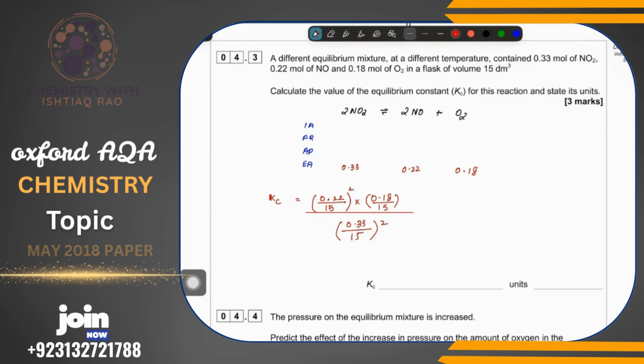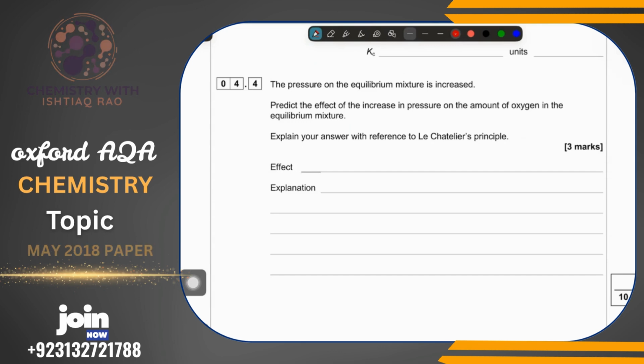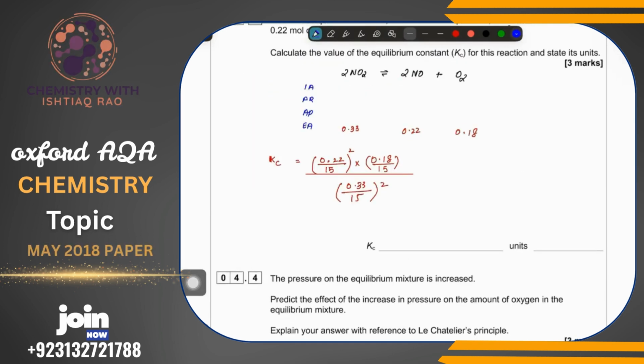What about the unit? Yeah, the unit is important. So basically the unit would be mole per dm cube, then mole per dm cube, then mole per dm cube, then you have to solve it, okay? Got it. Yeah, I remember that.